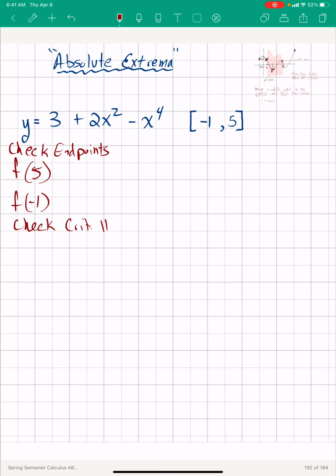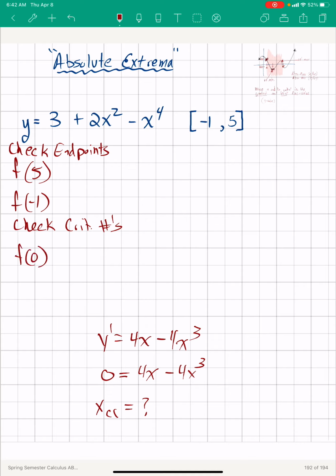Now I'm going to let you guys actually solve this, but let's just review what critical numbers are. That would take y prime, which gives me 4x minus 4x cubed, and you're going to set that equal to 0. And if you do that, the values you get for your x are your critical numbers. Alright, so let's say we definitely get a 0, right? So if we plug in 0, we'll get 0. So then I know I'm definitely looking at f of 0.